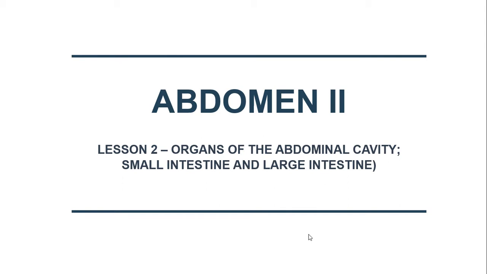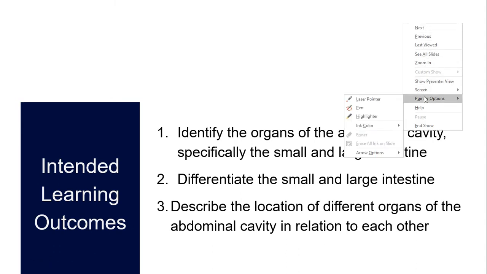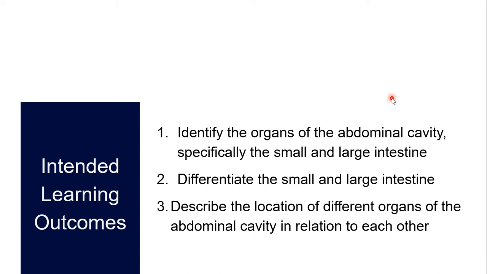We are going to talk about the organs of the abdominal cavity, mainly the small intestine and the large intestine. So at the end of this module, the students must be able to identify the organs of the abdominal cavity, specifically the small and the large intestine, differentiate the small and large intestine, and describe the location of different organs of the abdominal cavity in relation to each other.